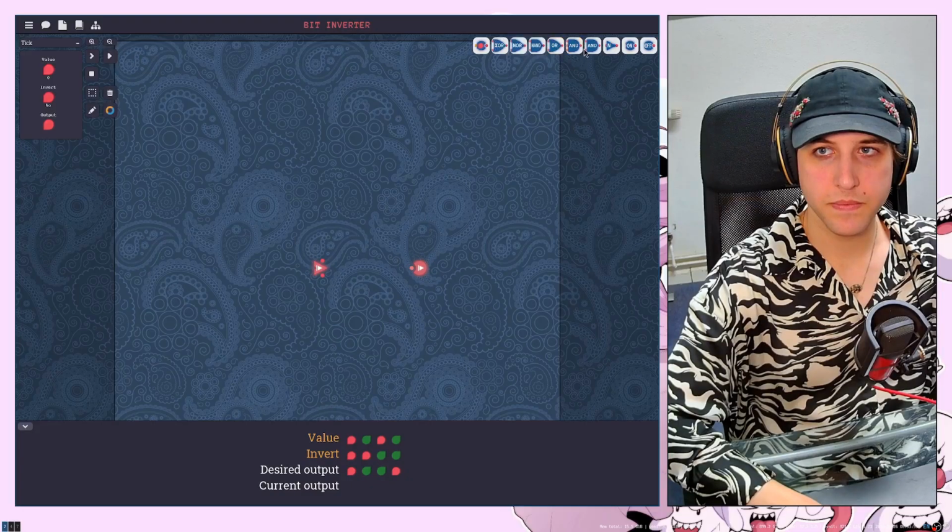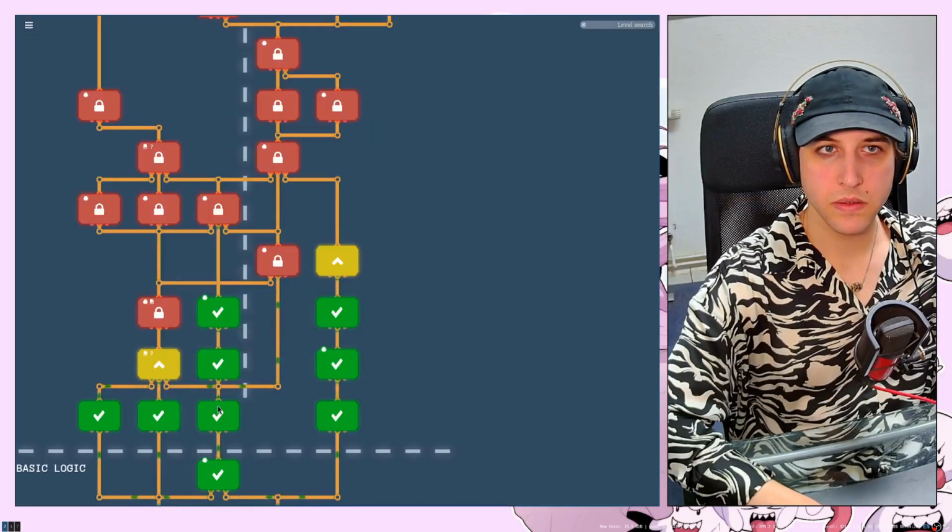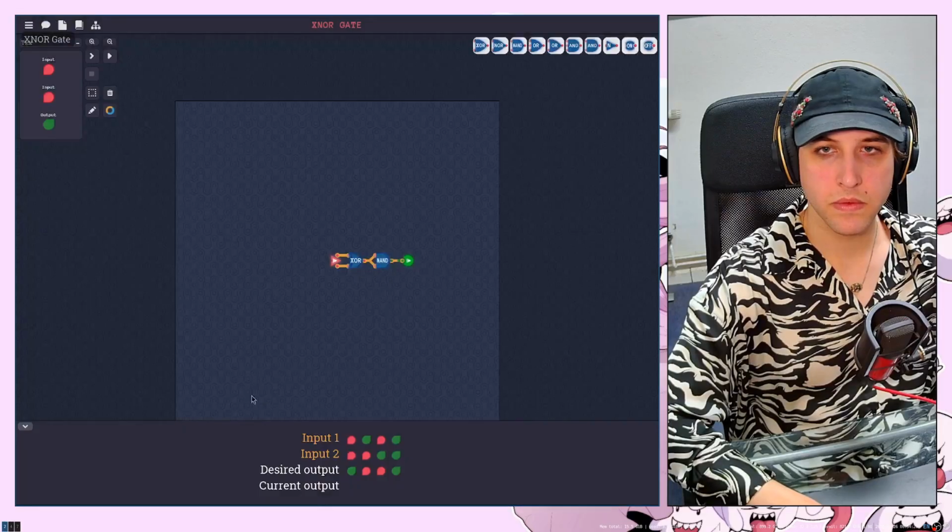Right. Is this possible to do just using a NAND gate? No, that's an XOR. An XNOR. Wait, we already created the XNOR gate. Wait, let me check. The XNOR. What's the XOR? It's just an exclusive OR. No, it's not. Yes, it is.